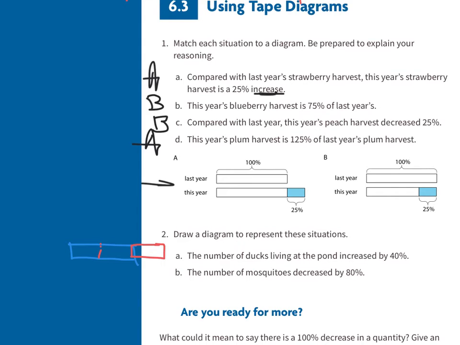Okay, the number of mosquitoes decreased by 80%. So if I draw my tape diagram, there's 100%. We're decreasing by 80%, so we'll say about right there. So that's really all you've got to do to draw tape diagrams. They're not very hard. They're just a visual way to see the problem.